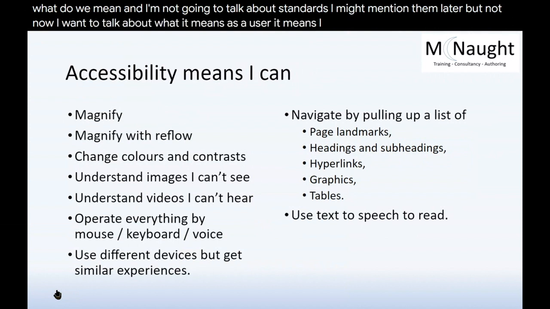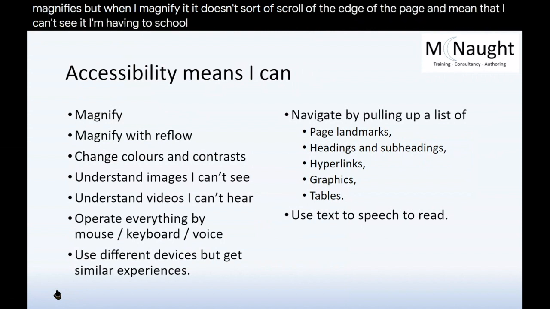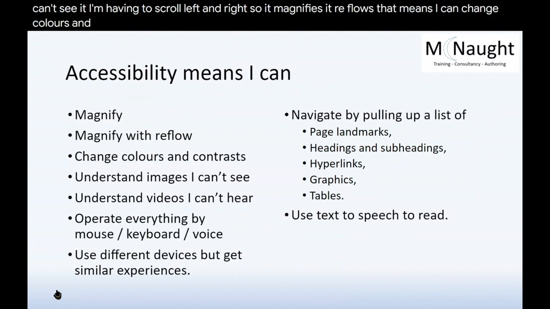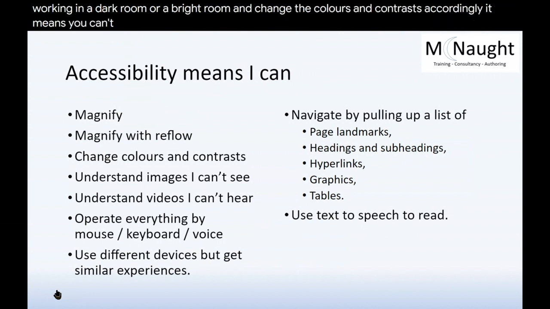It means I can magnify content. I can not just magnify it, but when I magnify it, it doesn't scroll off the edge of the page and mean that I can't see it. I'm having to scroll left and right. So it magnifies, it reflows. It means I can change colors and contrasts. You don't have to be disabled to benefit from that. You might just want to be working in a dark room or a bright room and change the colors and contrasts accordingly.